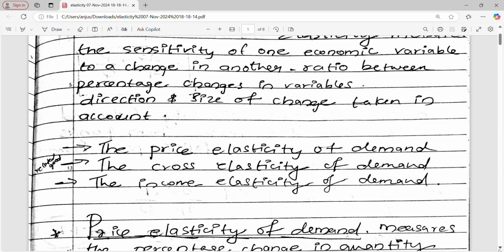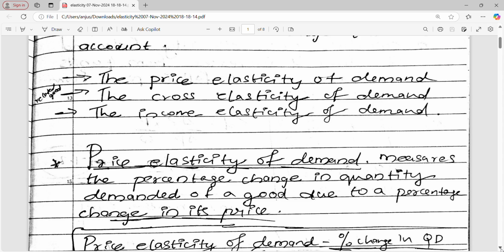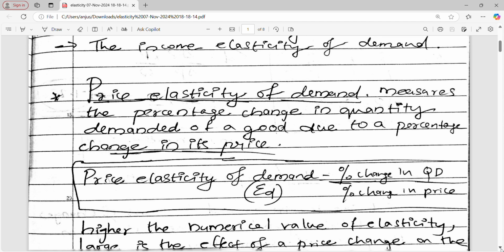So the percentage change in demand for a commodity with respect to percentage change in price is studied in the price elasticity of demand. The same with the related goods is studied in the cross elasticity of demand. Then the same when the demand of a commodity changes with the income is studied in the income elasticity of demand. So first, the price elasticity of demand.